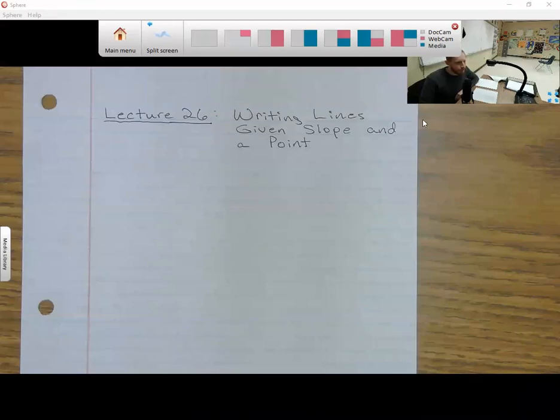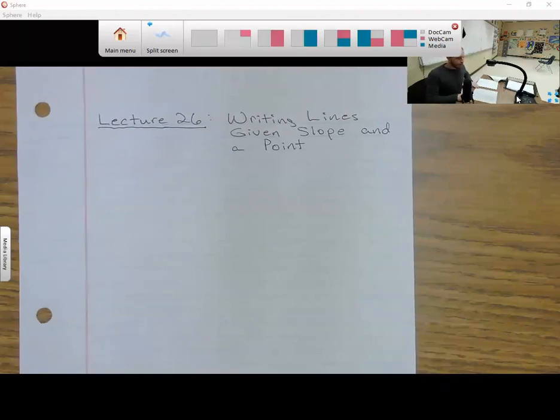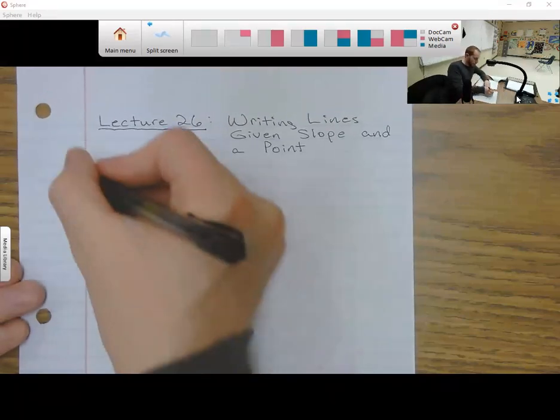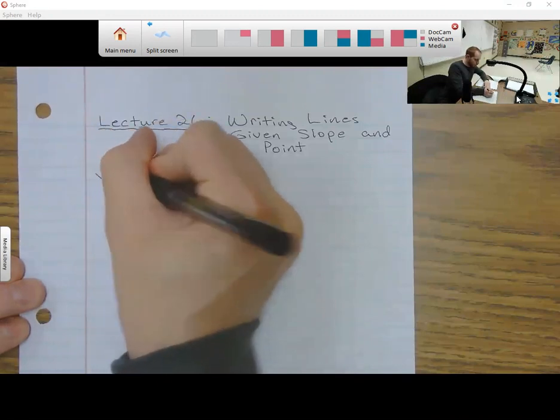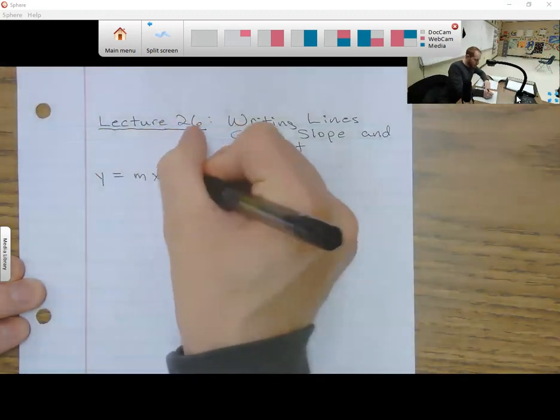Okay, today we're going to be doing lecture 26, which is writing lines given slope and a point. The first thing I wanted to give you guys is the slope-intercept form. We're going to be working with the slope-intercept form today. And if you remember from last week, that is y equals mx plus b.